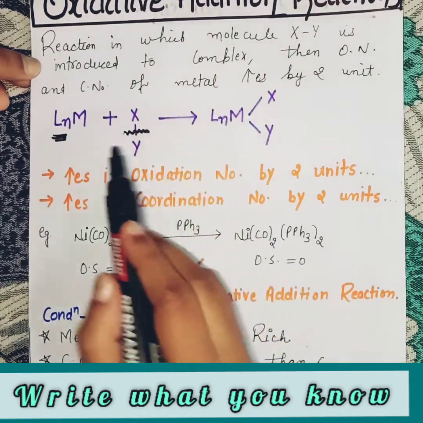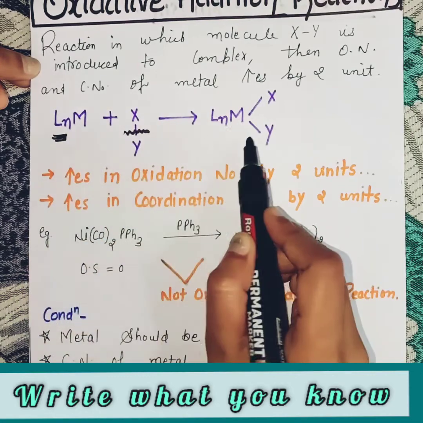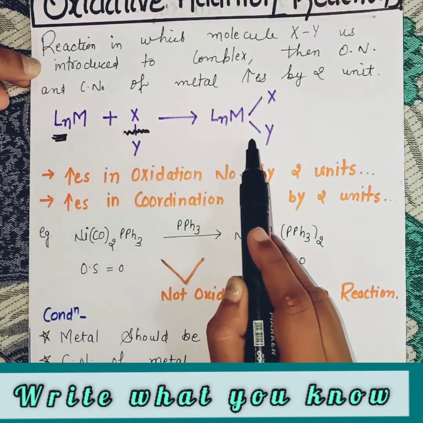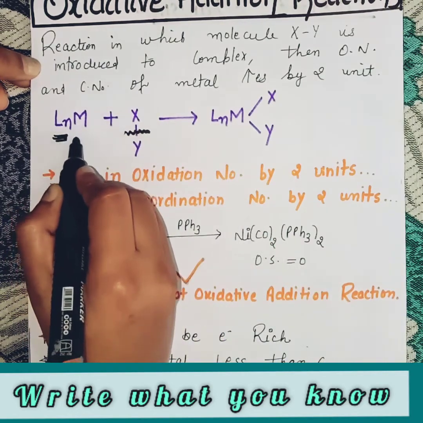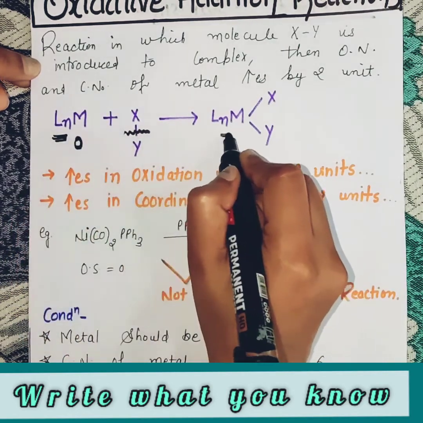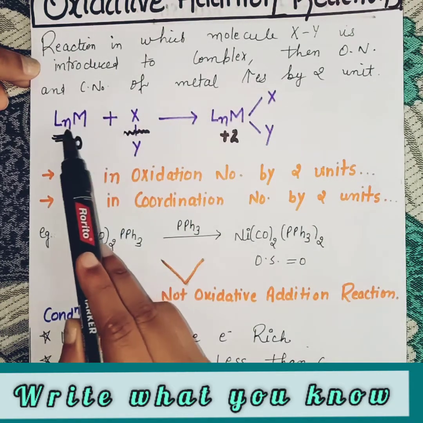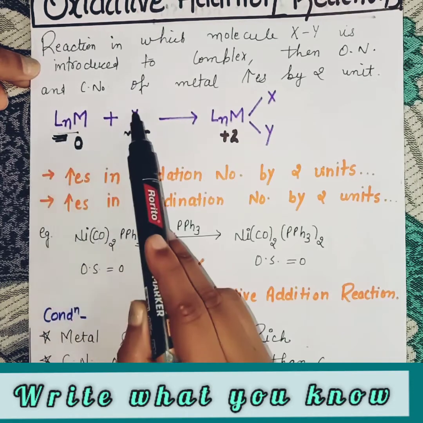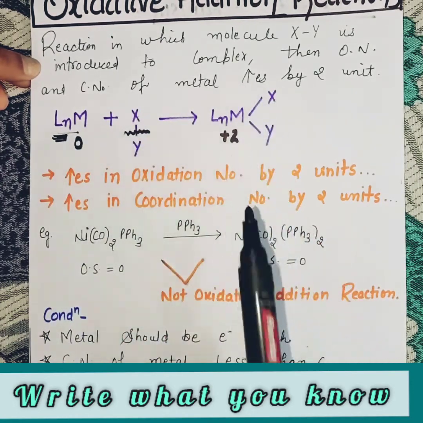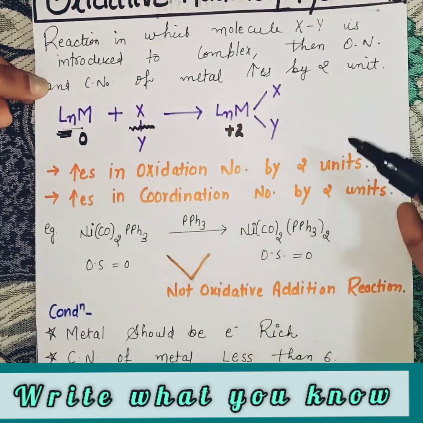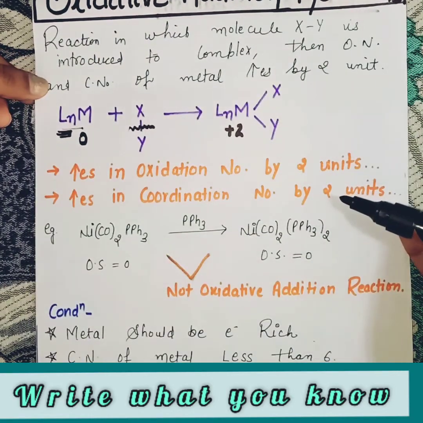Here we see there is an increase in the oxidation number by 2 units. If the oxidation number here is 0, then the oxidation number of this complex is +2. The coordination number here can be any coordination number, and since 2 groups are added, the coordination number also increases by 2 units. These are the two important things in oxidative addition: oxidation number and coordination number both increase by 2 units.